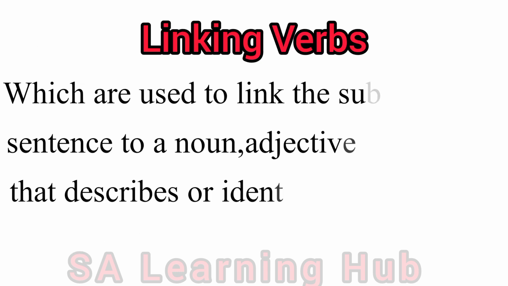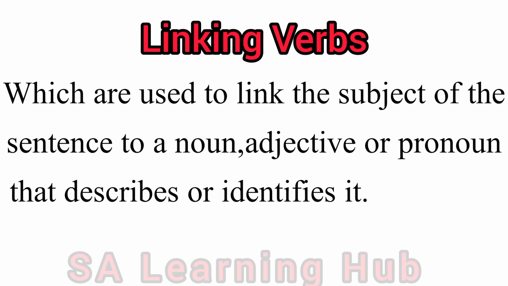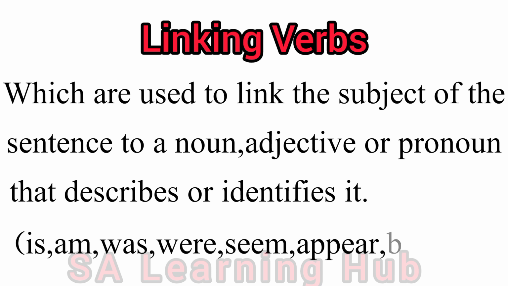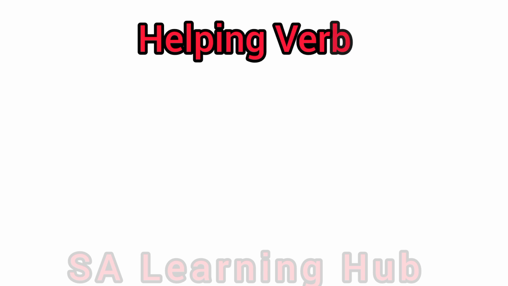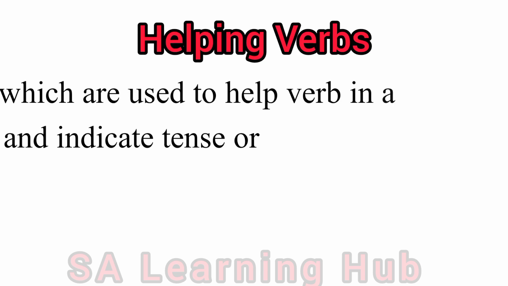These verbs are used to link the subject of the sentence to a noun, adjective, or pronoun that describes or identifies it. It includes is, am, are, was, were, seem, appear, become, and so on. The third type of verbs is helping verbs. These verbs are used to help the main verb in a sentence and indicate tense or mood.